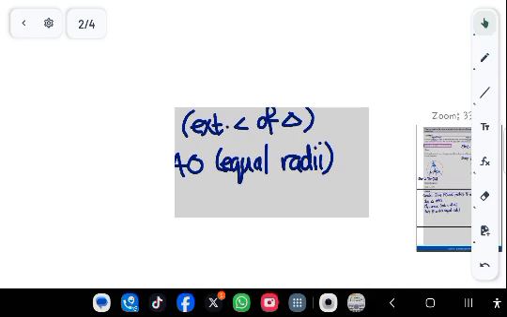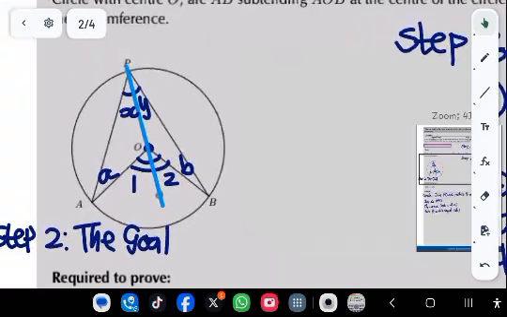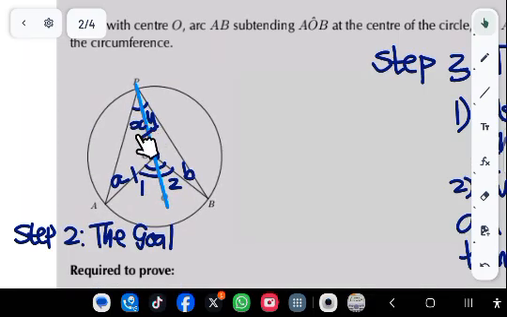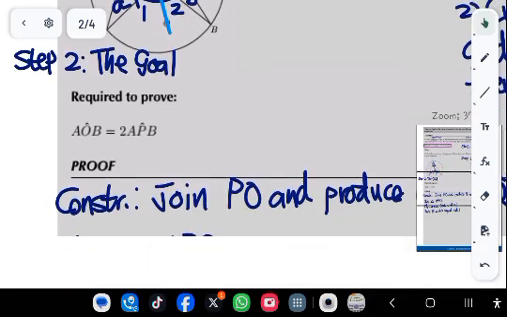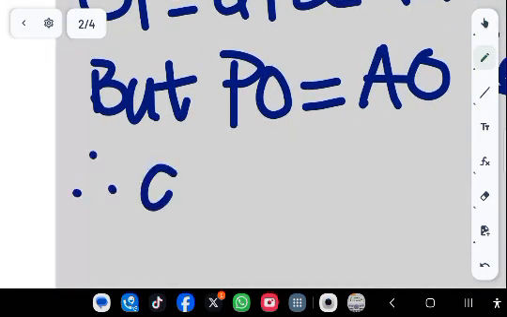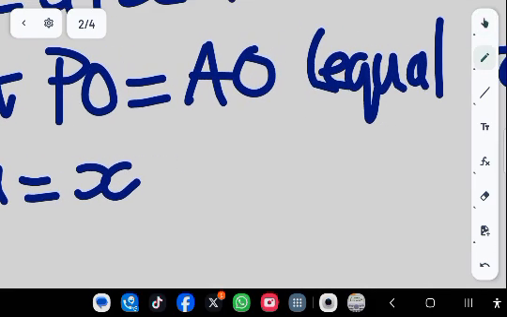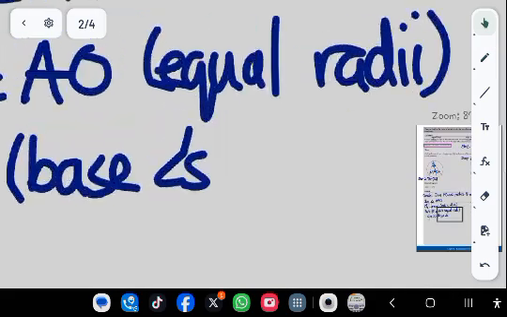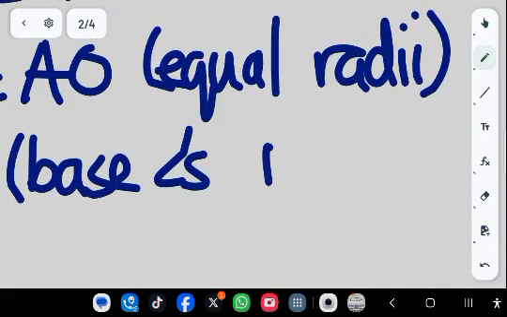Now that we've got these equal radii, therefore angle A is equal to angle X, and the reason is base angles of an isosceles triangle, or you can just say PO equals AO.